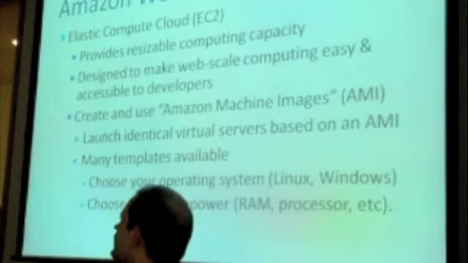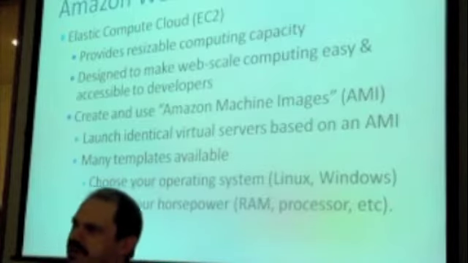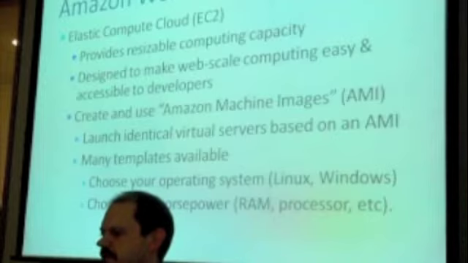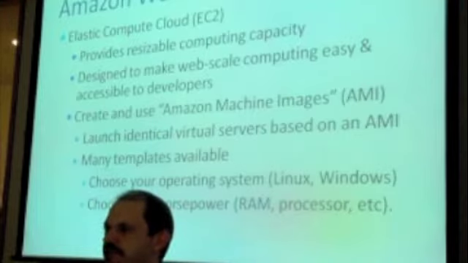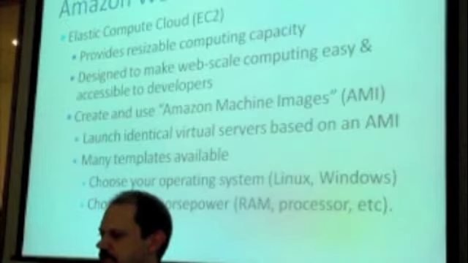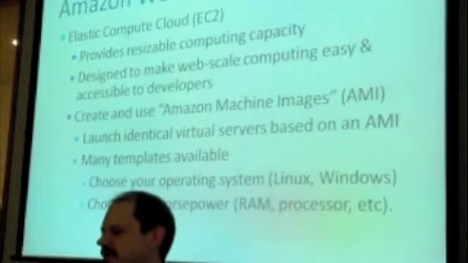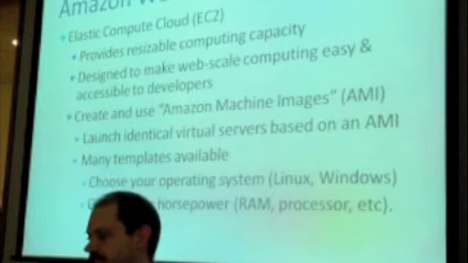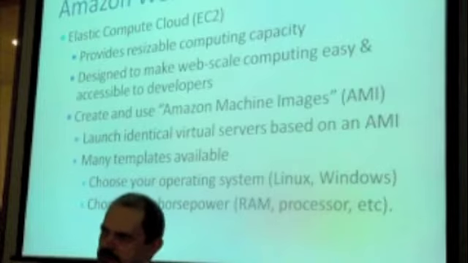For Amazon, they have something called the Elastic Compute Cloud, or EC2, and it allows you to create what they call Amazon Machine Images, or AMIs, or use some that other people have created. Basically it's like a server template, and the templates have different operating systems available, such as Windows or various flavors of Linux. From that, you can launch basically identical virtual servers based on any one AMI.